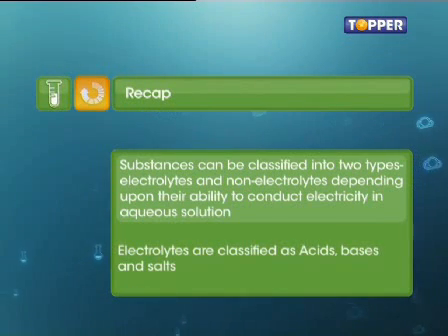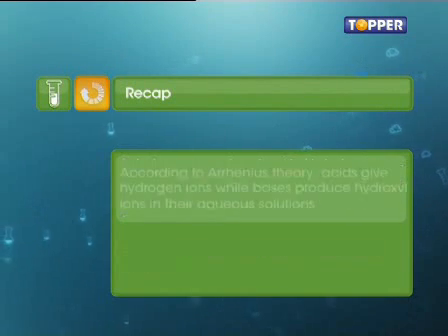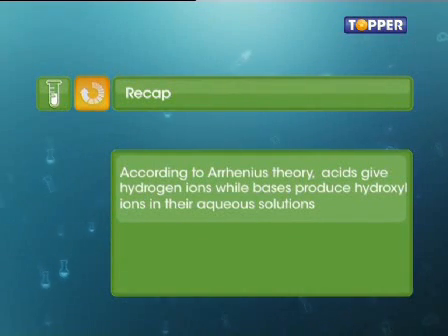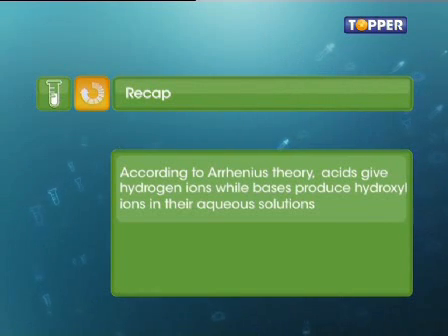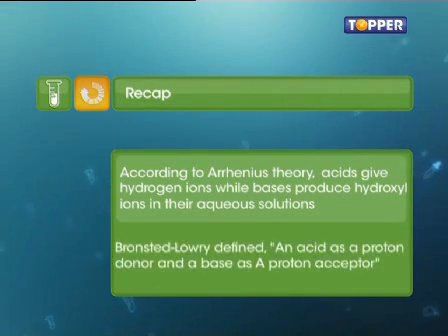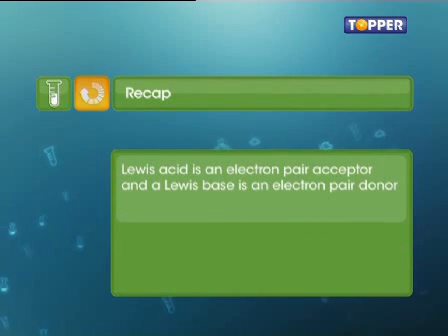Electrolytes are classified as acids, bases, and salts. According to Arrhenius theory, acids give hydrogen ions while bases produce hydroxyl ions in their aqueous solutions. Bronsted theory defined an acid as a proton donor and a base as a proton acceptor. Lewis gave the definition of an acid as an electron pair acceptor and a base as an electron pair donor.